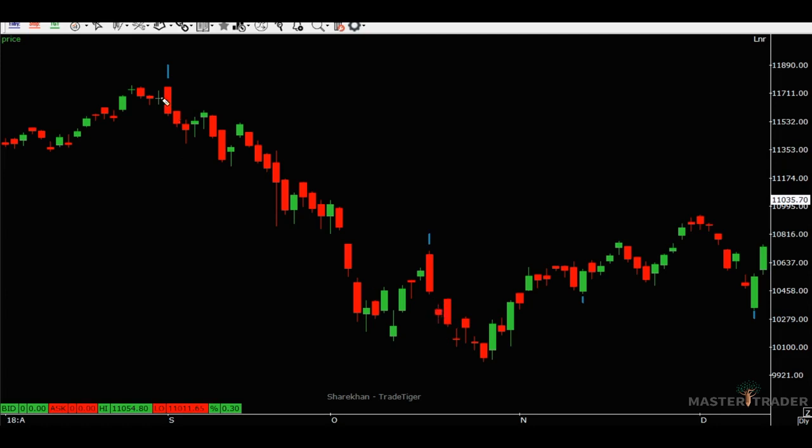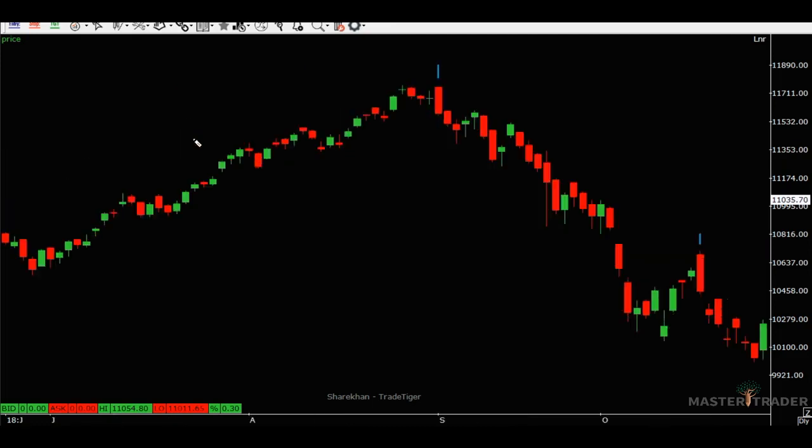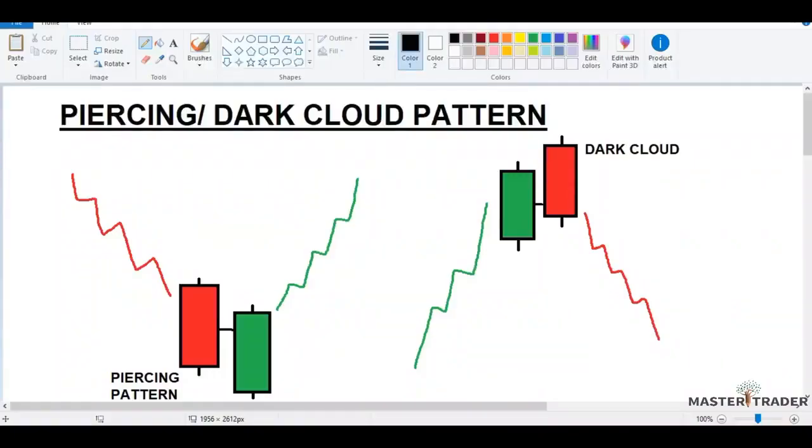And something similar here as well, right? You see a gap up, and then it closes below 50%, and see the fall the next few days. So this is your piercing pattern and dark cloud, right? Very simple pattern, occurs very less, but when it does, it gives you fantastic moves. So that's it for this video, guys.